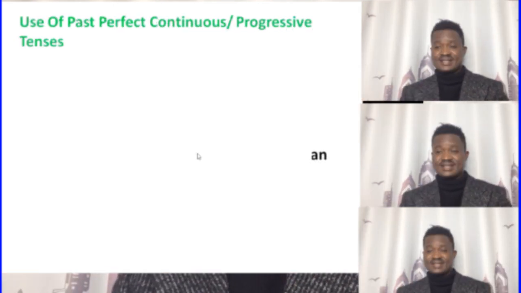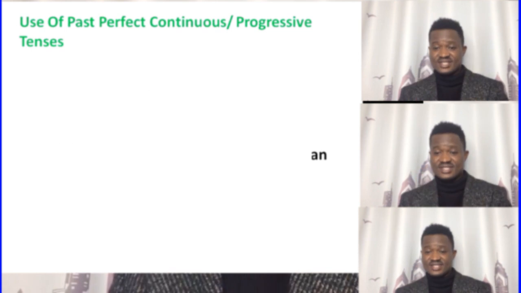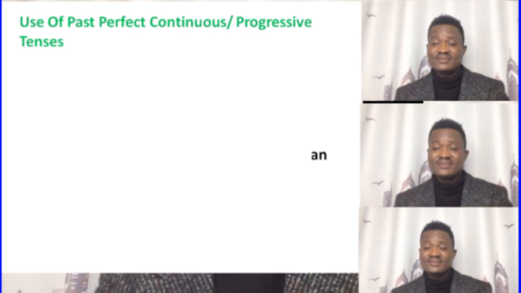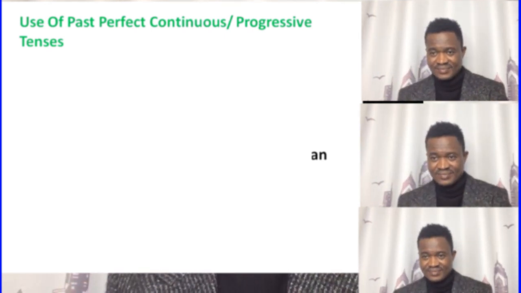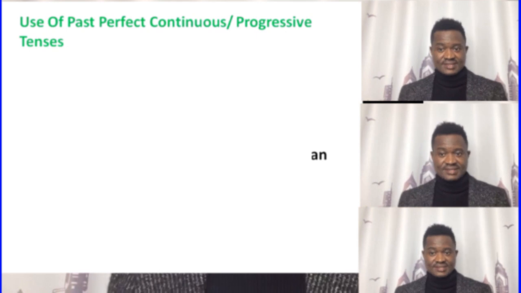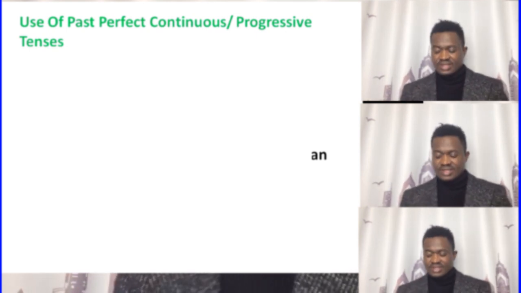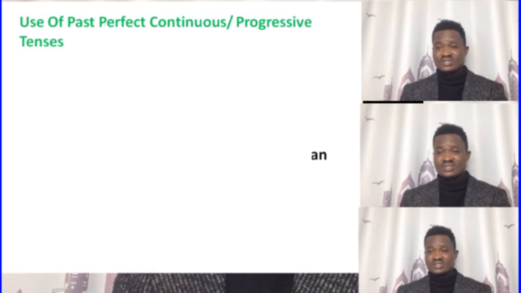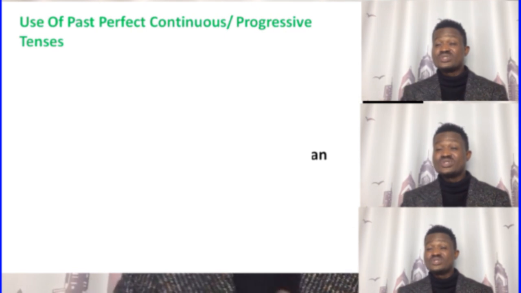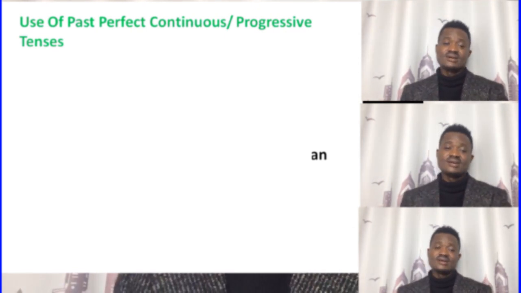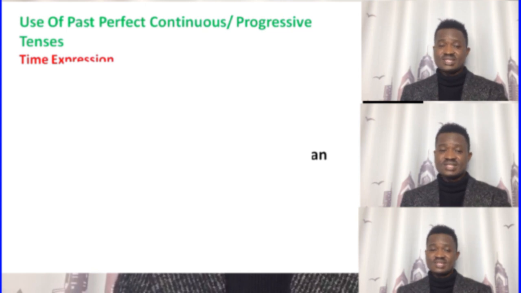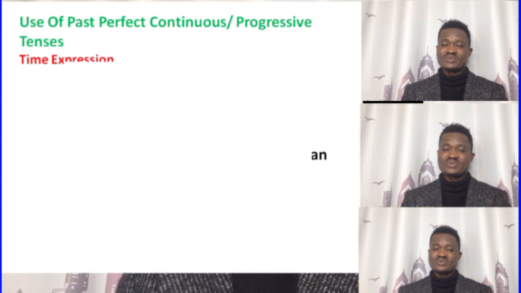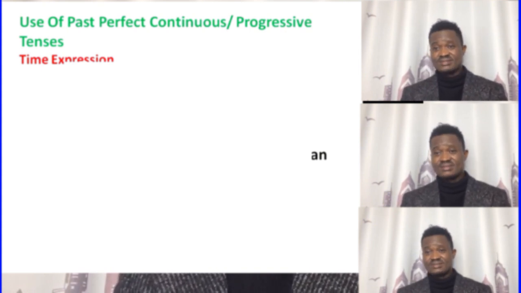Use of past perfect continuous or past perfect progressive tense. You can see use or uses. All right. Uses can be the meaning of past perfect. This is just to expand your brain to know how to use this tense. All right. Okay, guys. So before we talk about uses, let's talk about time expression. We can't talk about past perfect progressive without talking about time expression.